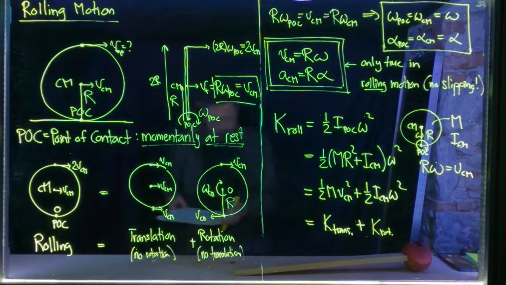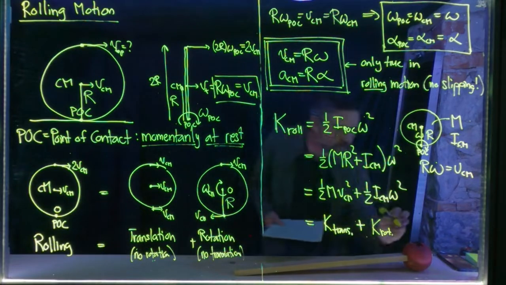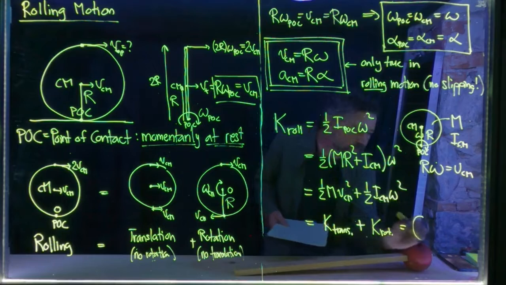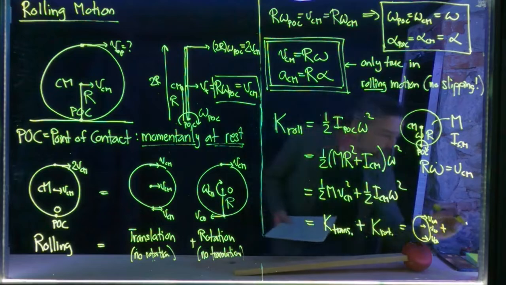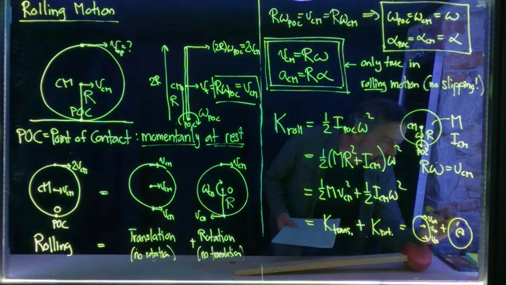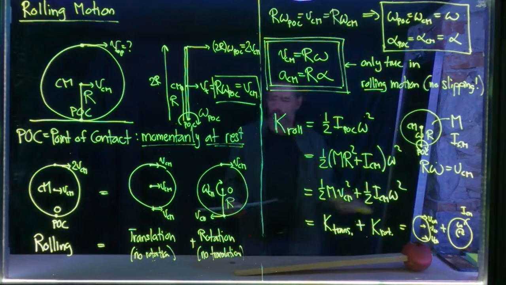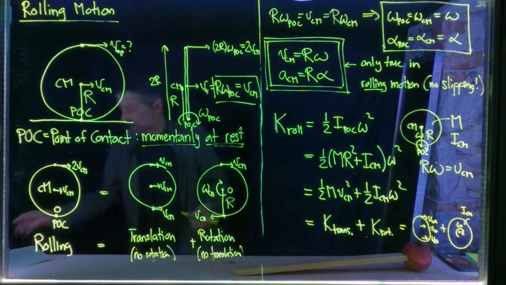Okay, so in pictures, this is the kinetic energy associated with the wheel not rotating, but every point moving with a speed VCM, plus a wheel whose center point is at rest, but is rotating with an angular velocity omega and has a moment of inertia ICM. Okay, great. So that's really important.